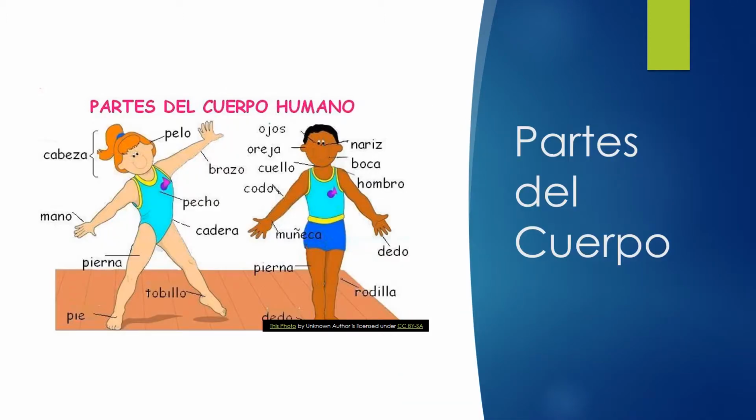Partes del cuerpo, the parts of the human body. Here we have some basic parts of the body. In your textbook, they're going to get into a lot more detail, and there's, again, a ton of vocab words for you to go over and learn.